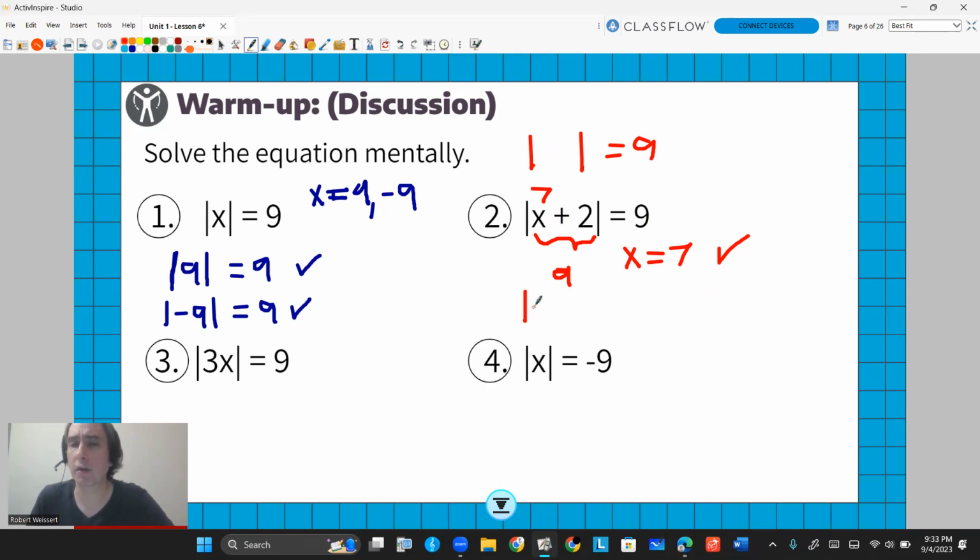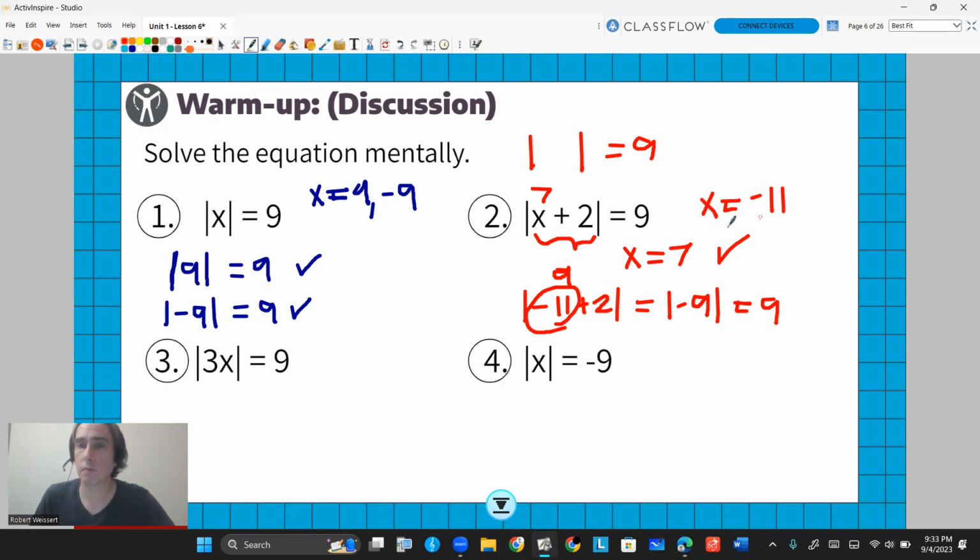What if we do negative 11? What's negative 11 plus 2? Negative 9. What is the absolute value of negative 9? 9. So negative 11 would also be a valid answer. So negative 11 and 7.